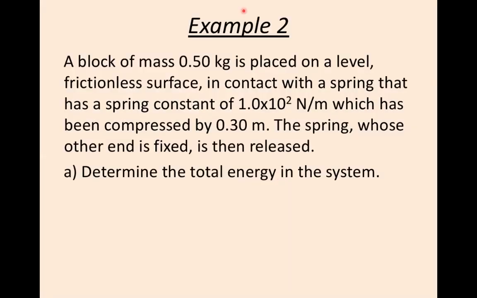So let's try another example. We've got a block of mass 0.5 kilograms. It's placed on a level frictionless surface in contact with a spring that has a spring constant of 100 newtons per meter, which has been compressed by 0.3 meters. The spring, whose other end is fixed, is then released. So first of all, we're going to draw a diagram, label our givens, and determine the total energy of the system.